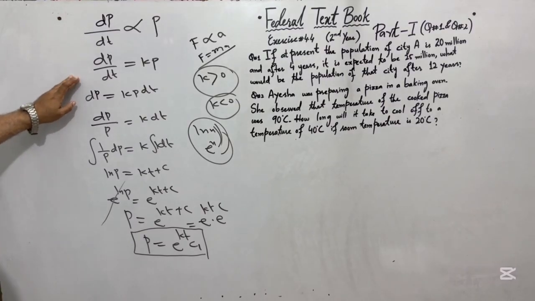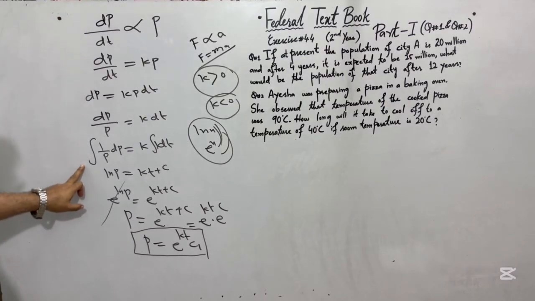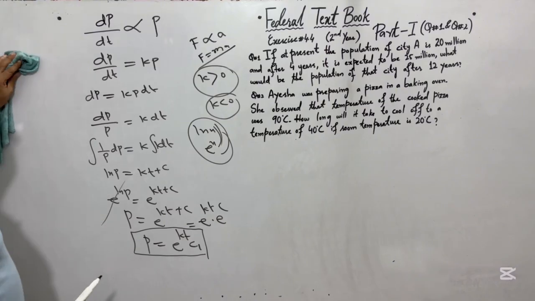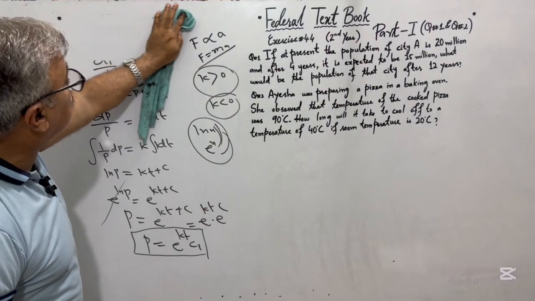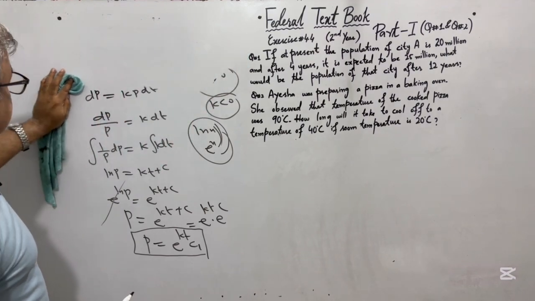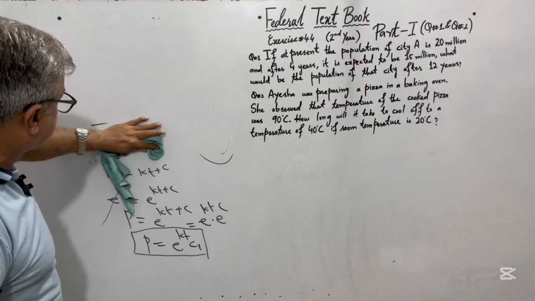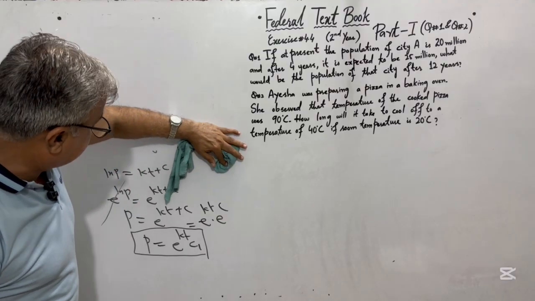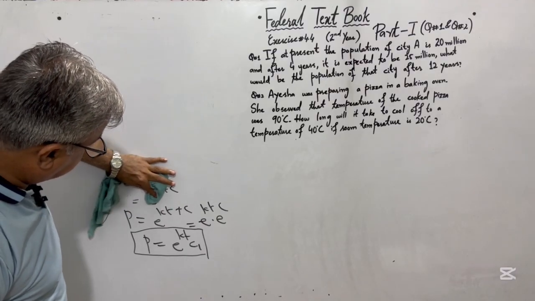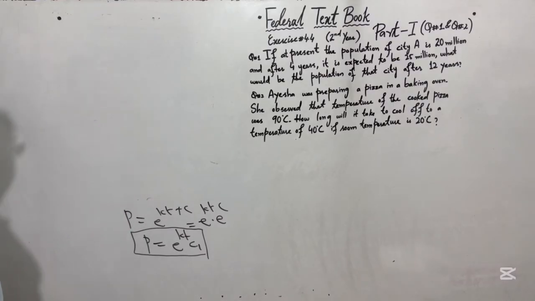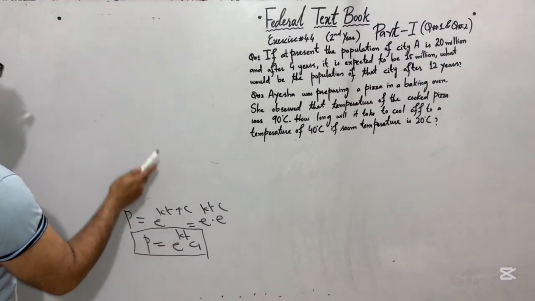I hope you have understood this concept. Simply, the rate of population change is directly proportional to the population present. It depends upon k. If k is positive, then population is definitely increasing, otherwise decreasing. But in our case, it is increasing. No doubt, population is increasing. It is a havoc for the third world.